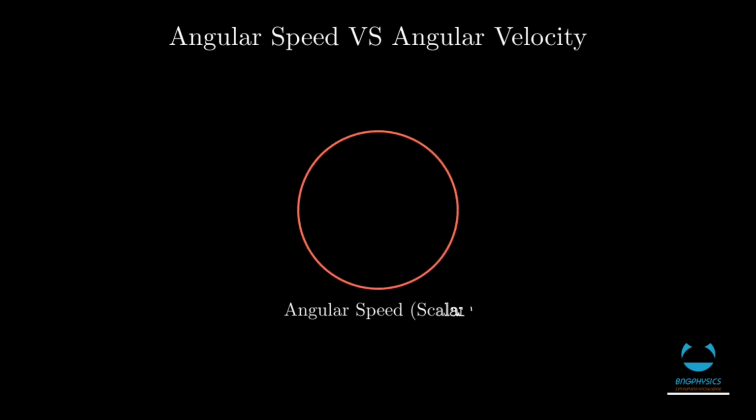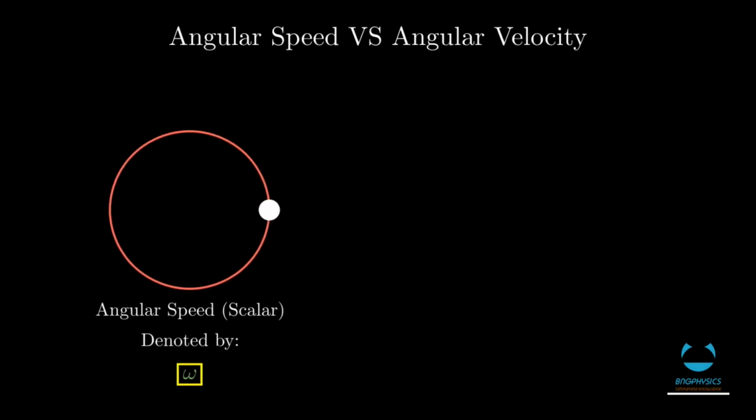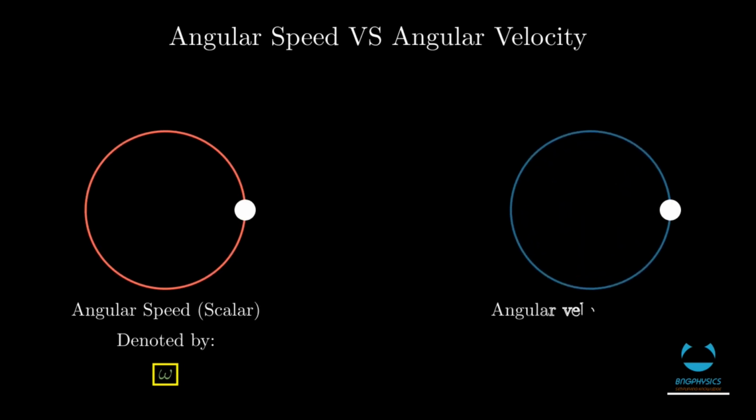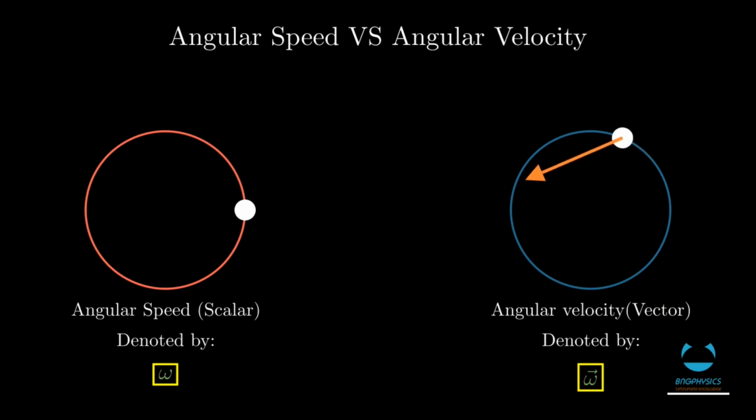Angular speed and angular velocity are in fact similar, and both have the same measurement unit, which is radians per second, and also the same formula. But the difference is that angular speed is just a scalar, which means we do not consider the direction of that speed, we only consider the magnitude of the speed.